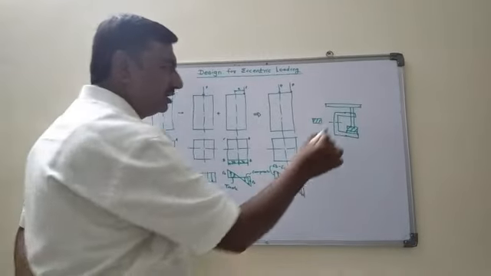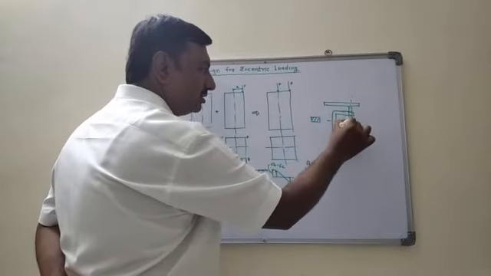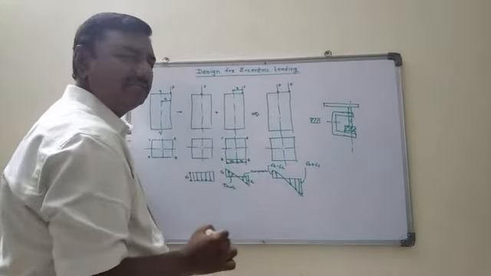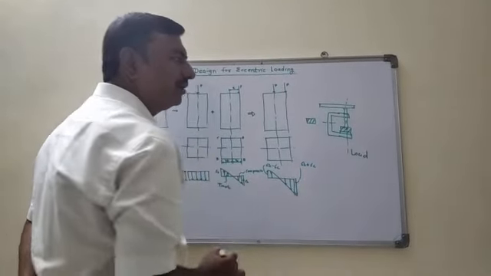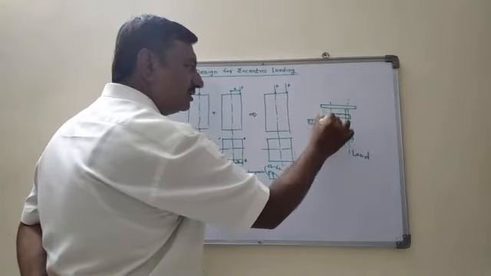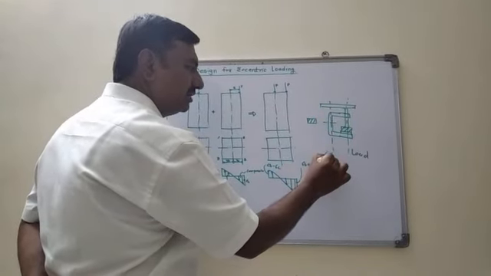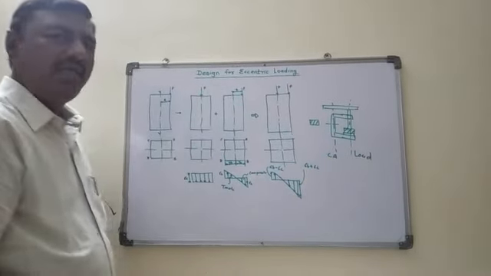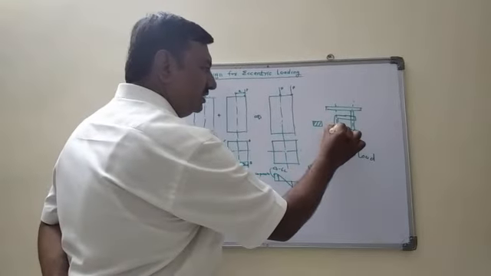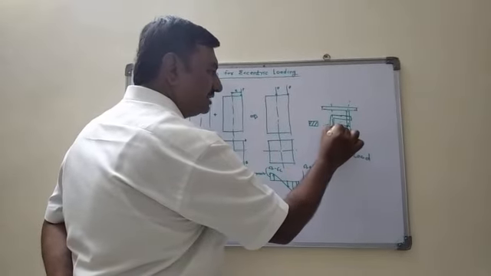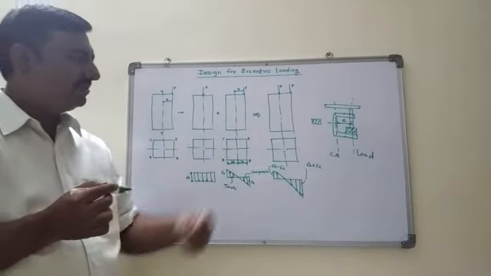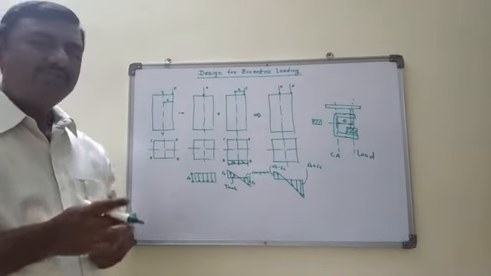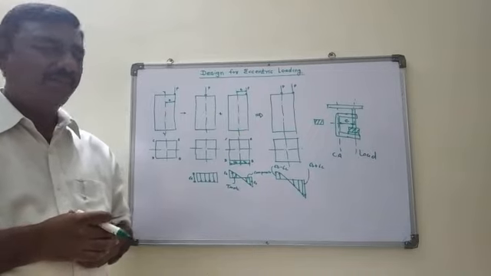So here, this is the load axis, and here is the centroidal axis. So the distance between these two is called E, that is eccentricity. This is the best example of a component subjected to the eccentric loading.